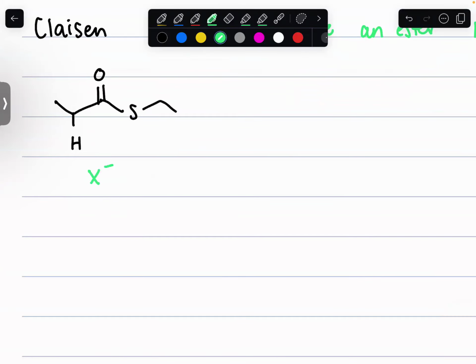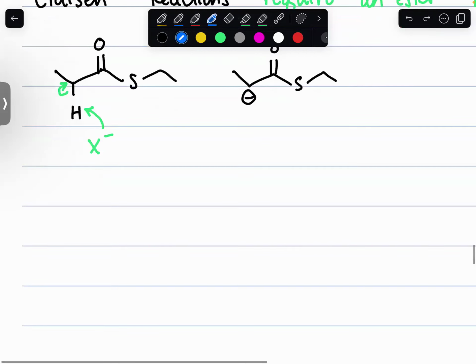Our base is going to come in and deprotonate, which is going to create an anion. The anion will always be created adjacent to your acyl because it has the stabilization from the resonance of that double bonded oxygen. Our resonance can push electrons up. So the deprotonation will always occur adjacent to your acyl. You're then going to need a second ester. We will use a normal ester for this.